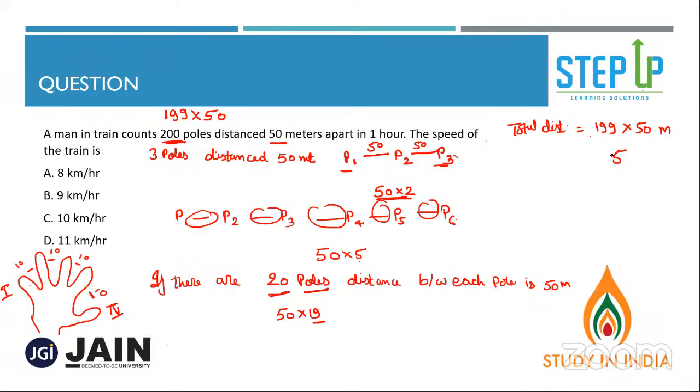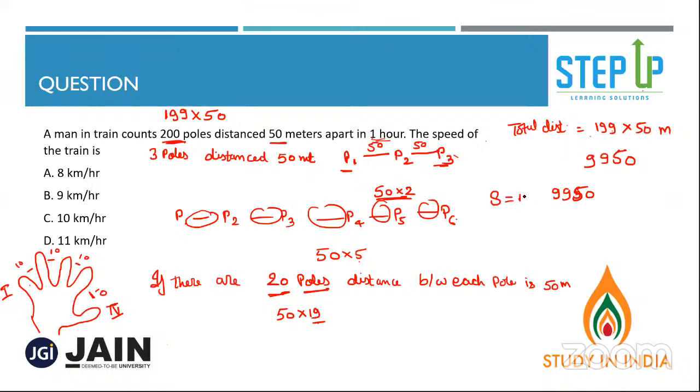This is in meter. So if we have to convert it into kilometers per hour, as of now I'll say 9950. Let's see if we'll get some good number. 9950, and 1 hour, we need to calculate speed, right?